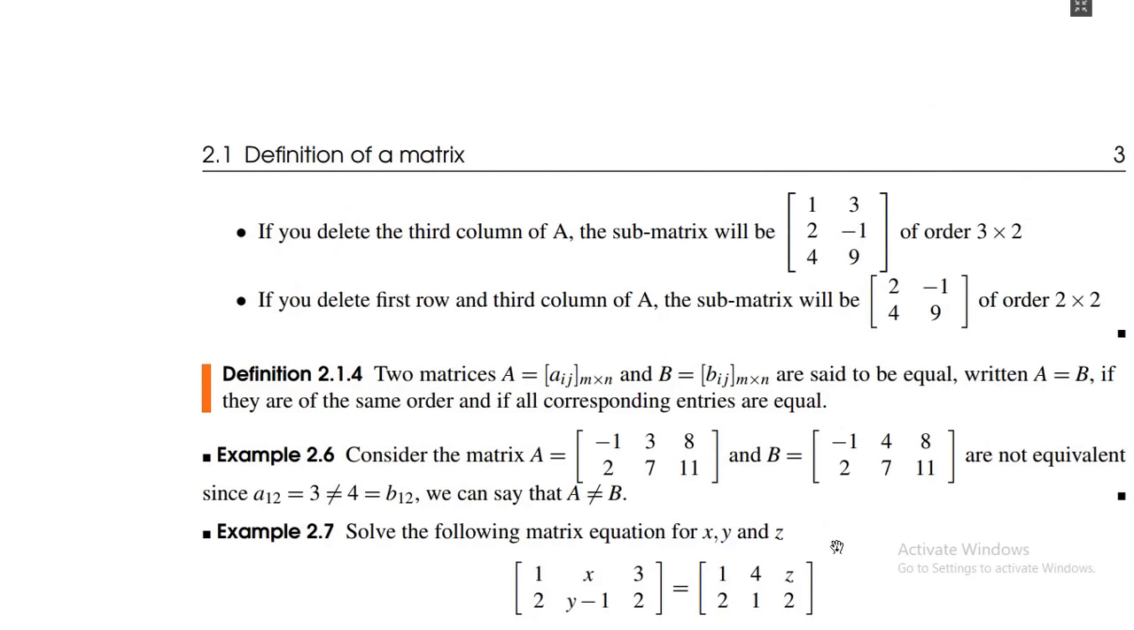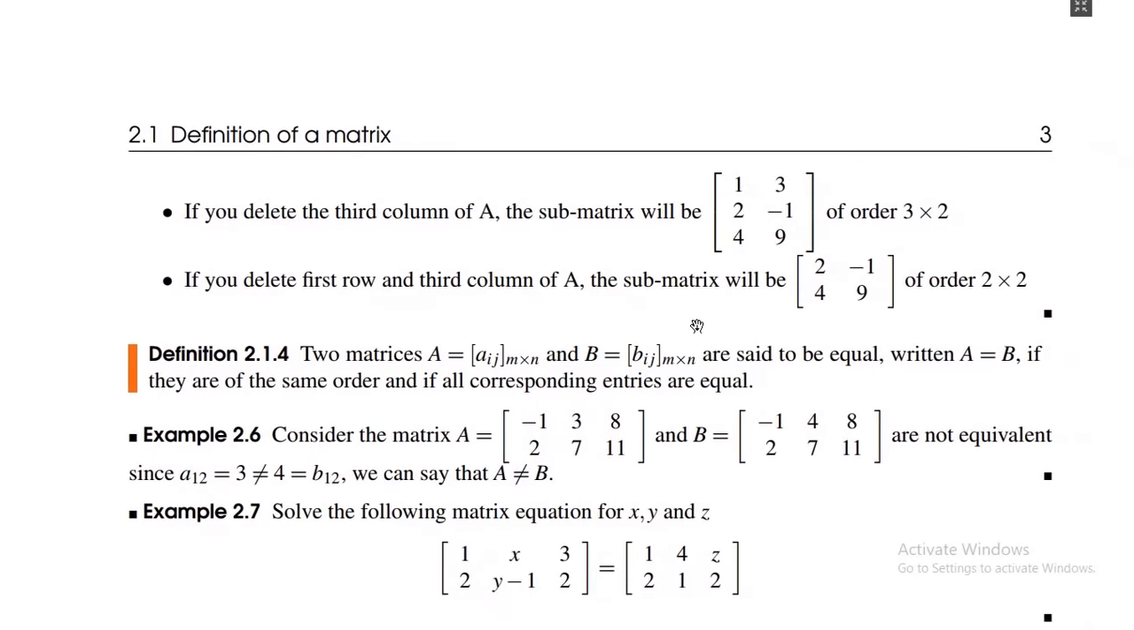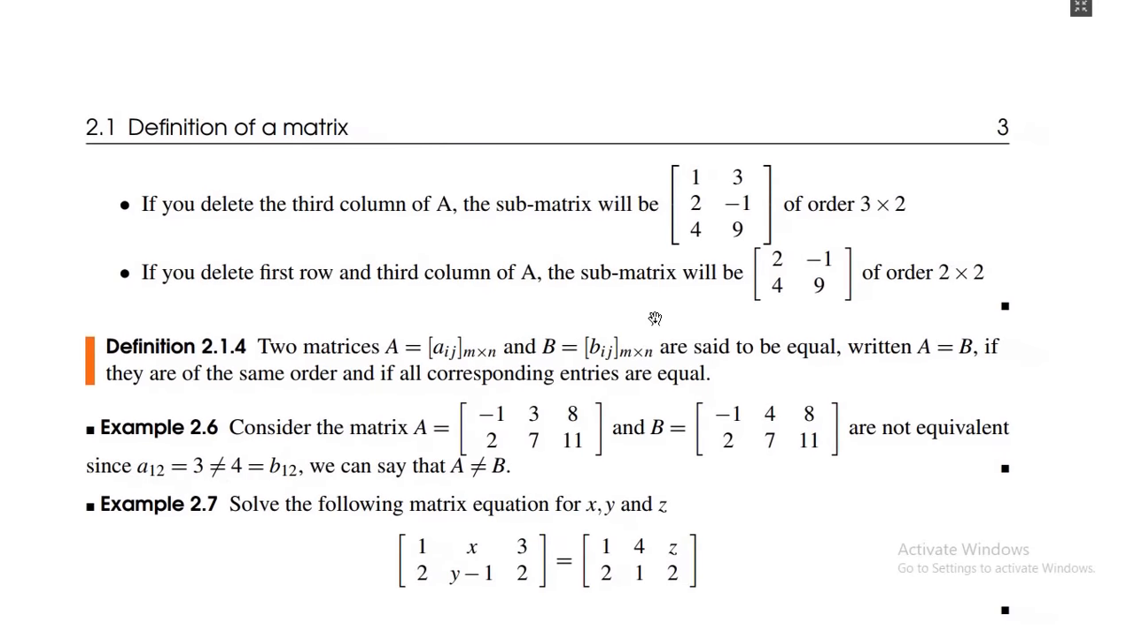Another example: if we delete the third column of matrix A, the submatrix will be 1, 3, 2, minus 1, 4, 9. That means we obtain a 3 by 2 submatrix. And if you delete the first row and the third column of the matrix, the submatrix will be 2, minus 1, 4, 9, of order 2 by 2.